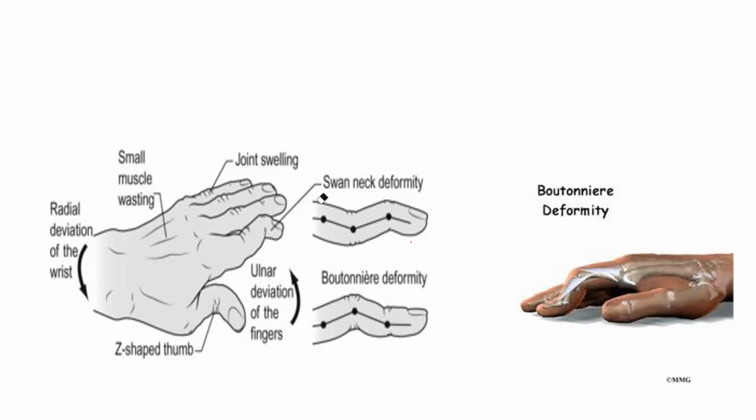The other issue is a Z-shaped deformity. What do you mean by Z-shaped deformity? Your wrist will be radially tilted. There is radial deviation of your wrist. Radial means towards your thumb. Thumb is the radial side. So your wrist would be deviated towards radial and the fingers would be deviated towards ulnar.